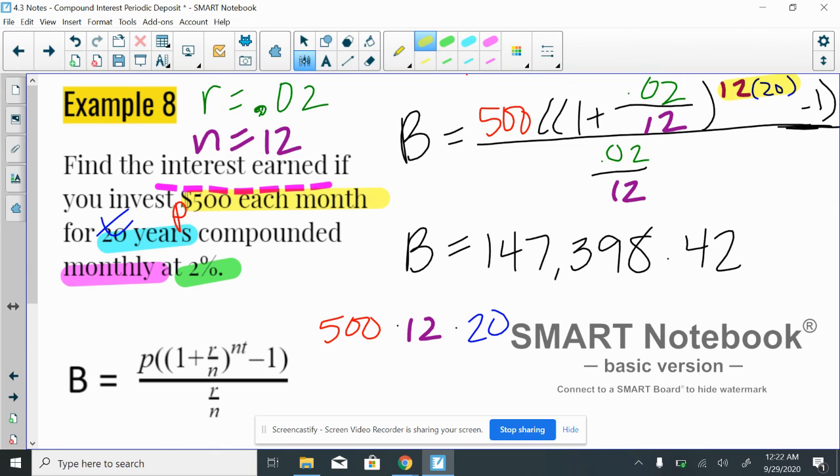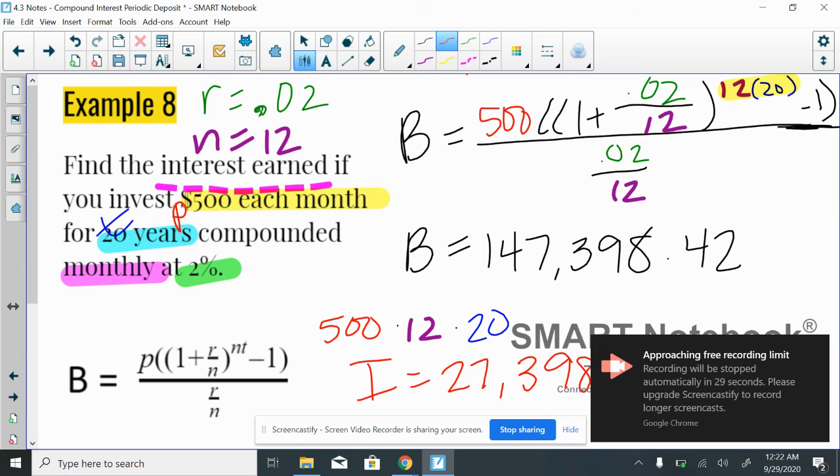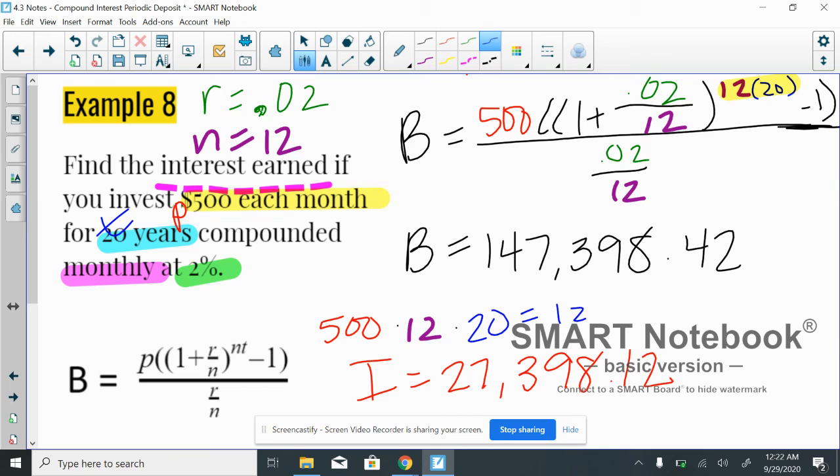And so I'm going to go ahead and write that in really quick. I'm going to put I for interest. $27,398.42. You guys, just as a nice little reminder there, I found that by finding the amount paid in, and that amount paid in was $120,000. So I took my balance, I subtracted what I paid in, and that gives me my interest amount, that $27,398.42.